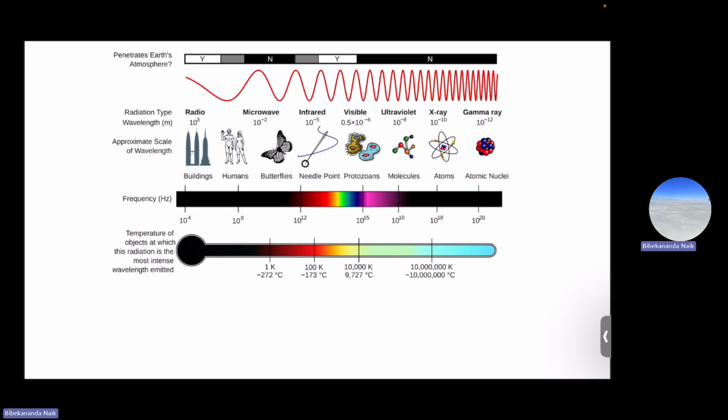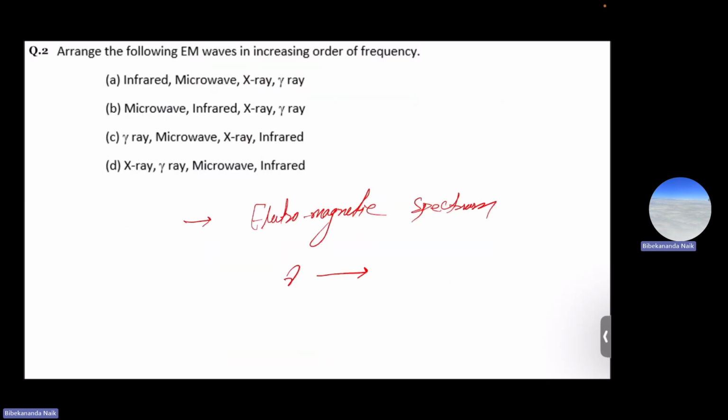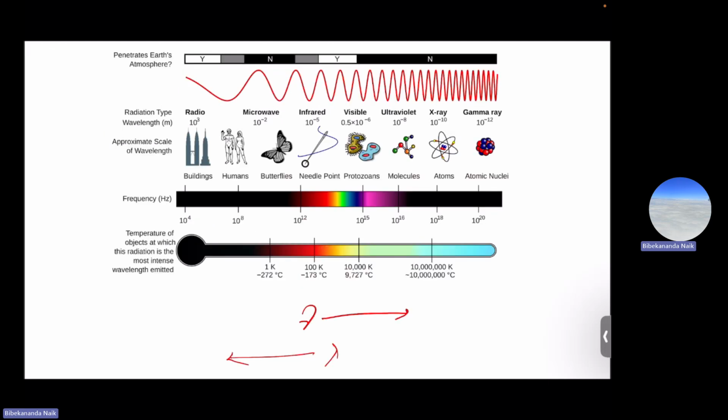So now if we see the electromagnetic spectrum, this is the electromagnetic spectrum. As you can see, the frequency is increasing in this way, and the wavelength is increasing in this way. Here in our question, it is increasing order of frequency: infrared, microwave, X-ray and gamma ray. So the increasing order of frequency will be microwave 1, infrared 2, X-ray 3, gamma ray 4.